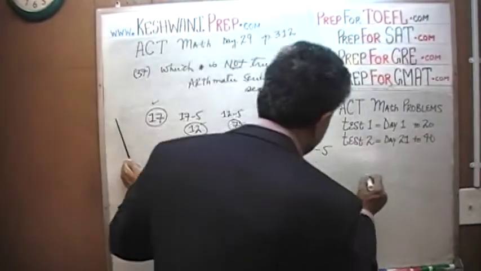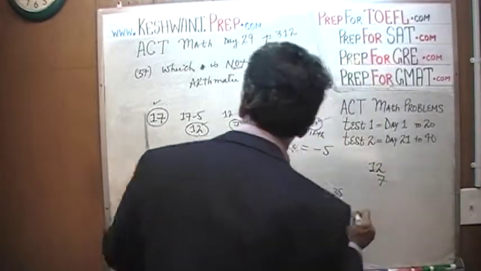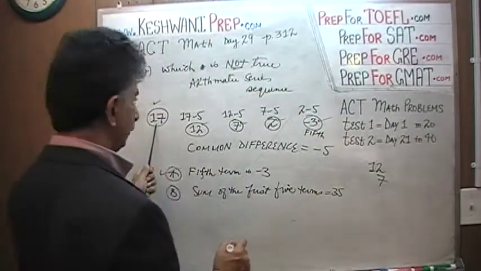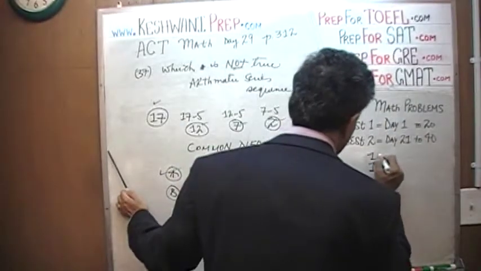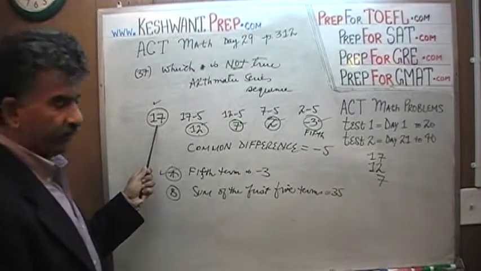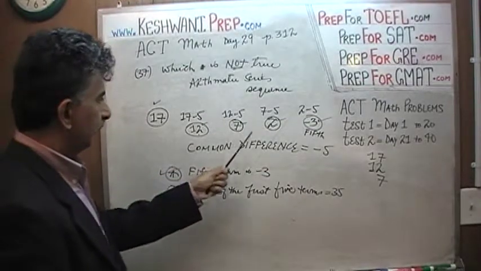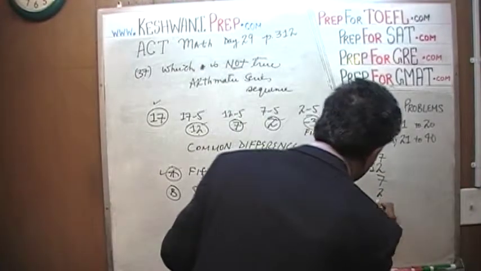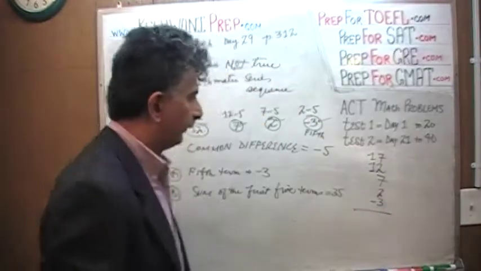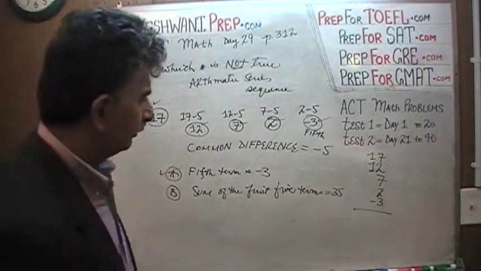So we have 12. Then we have 7. Oh, we have 17 in the beginning, sorry. The first term is 17. The story begins from here. 17, 12, 7, 2, and negative 3. Let's see what we can do.